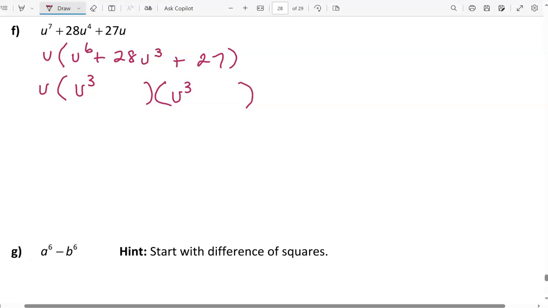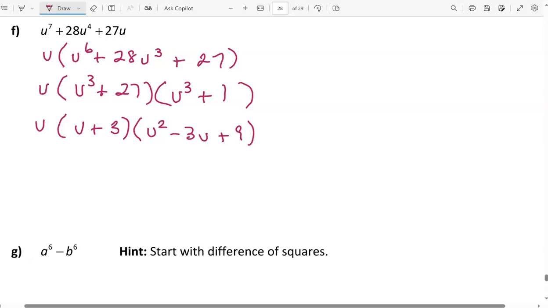So the factors of 27 that add to 28 are positive 27 and positive 1. Each of these factors fits the pattern of the sum of cubes, which means the binomial factor of the first is u plus 3, and the trinomial factor is u squared minus 3u plus 9. The binomial factor of u cubed plus 1 is u plus 1, and the trinomial factor is u squared minus u plus 1.